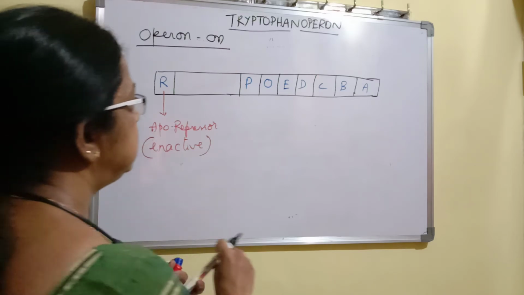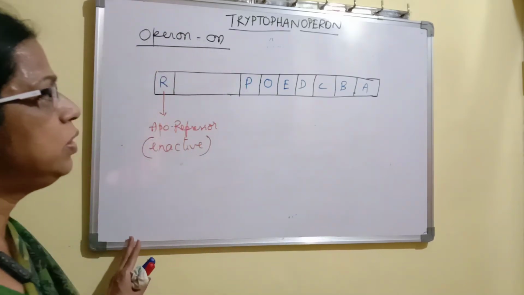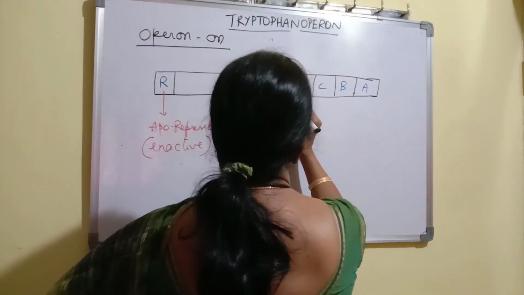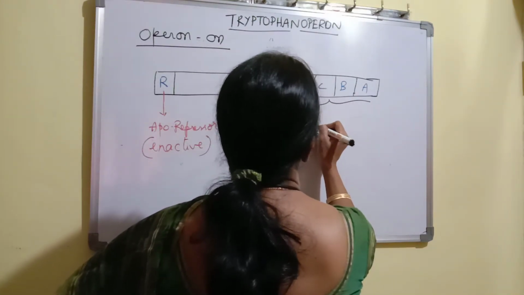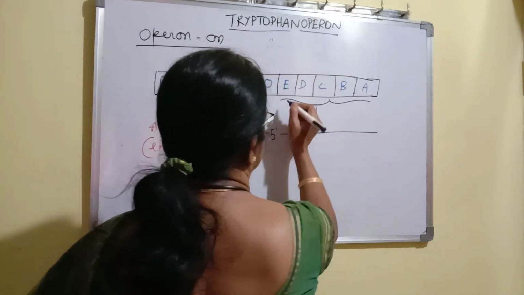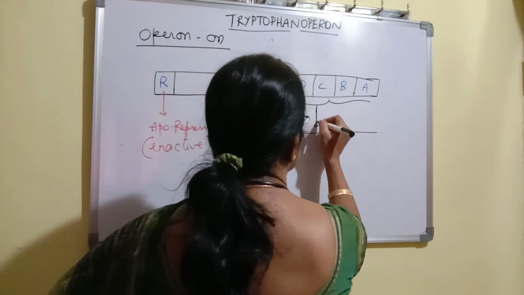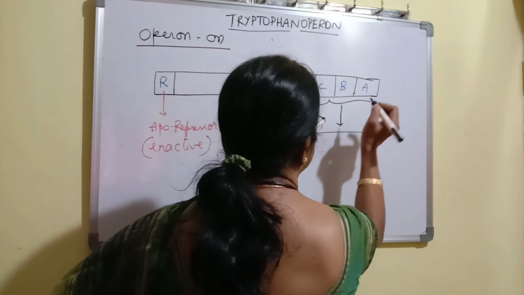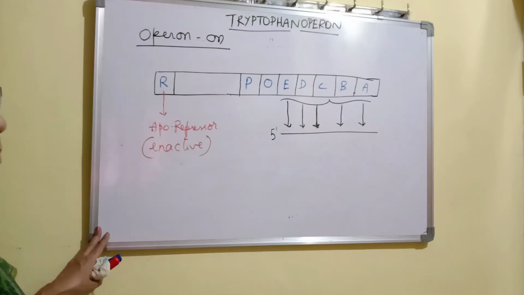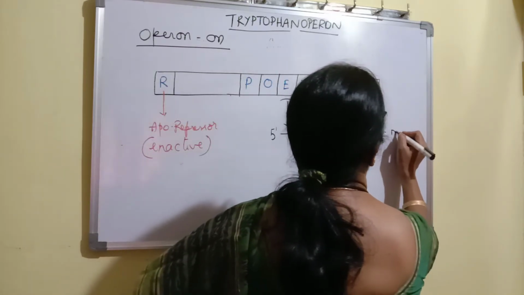So here, when it is inactive repressor, what will happen? This operator will be left free. So now transcription can take place. These genes will produce mRNA. That means this is the gene E and D, say this is C, B and A. So these genes will produce a single mRNA in this direction.